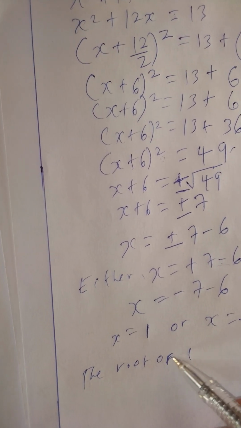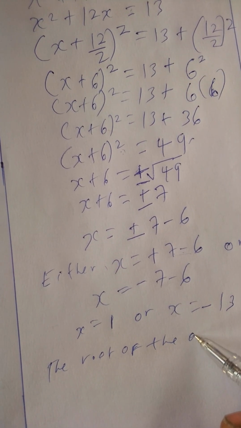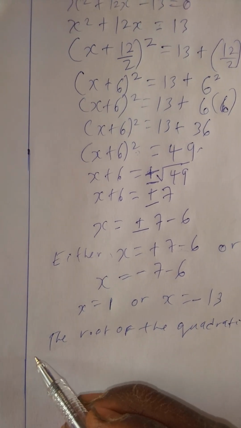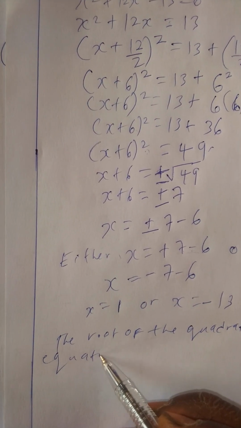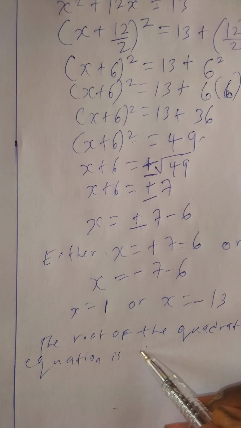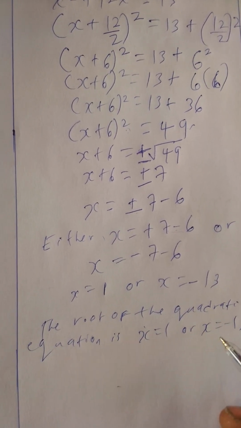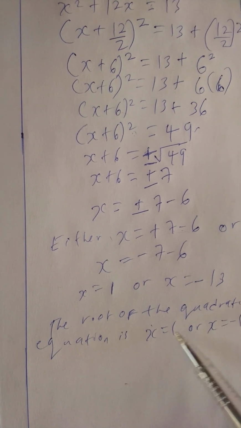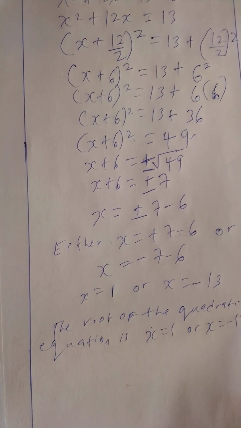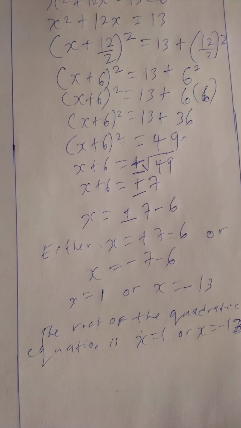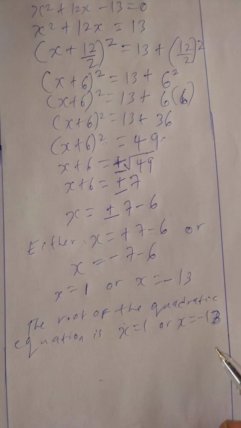So the roots of the quadratic equation are x equals to 1 or x equals to minus 13. So these are the roots of the equation, and we found them using what? The completing the square method.